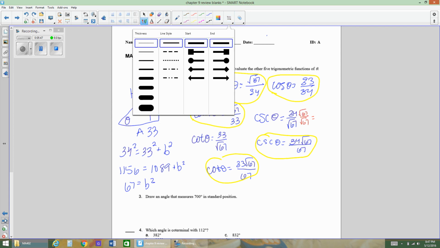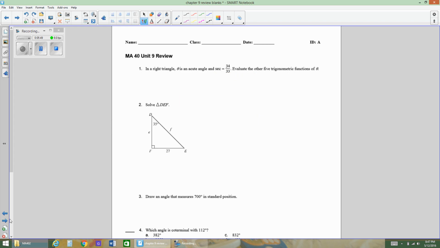Okay, remember to pause me. Number 2, it says solve triangle DEF. Well, look at the picture. What they're asking us to do is find the E and find the F. Now, I'm going to draw my person for the angle. Where do I draw my person? Always at the angle. So here's my person, which means this is the hypotenuse, the opposite, and the adjacent.